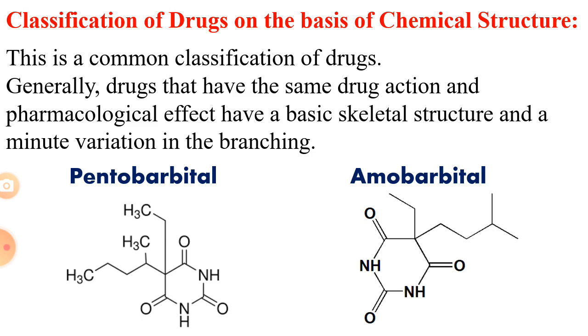Our next criterion of classification is classification by chemical structure. We can classify any drug according to its chemical structure. This is a common classification of drugs, and generally drugs that have the same drug action and pharmacological effect have a basic skeletal structure. Two different drugs which show the same action and effect have similar basic skeletal structure and minute variation in the branching. Such drugs are classified according to their chemical structure.